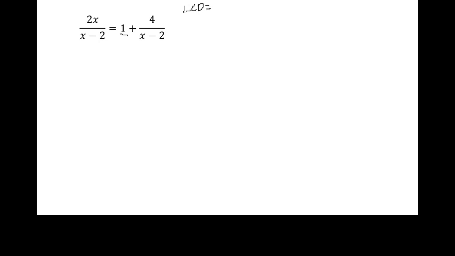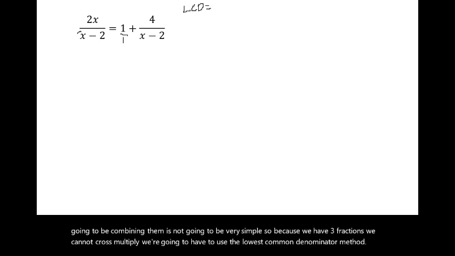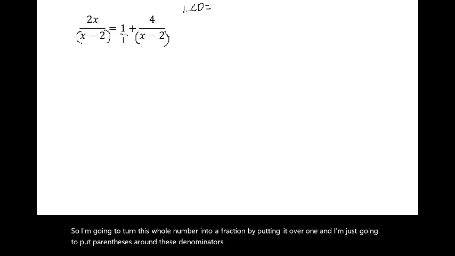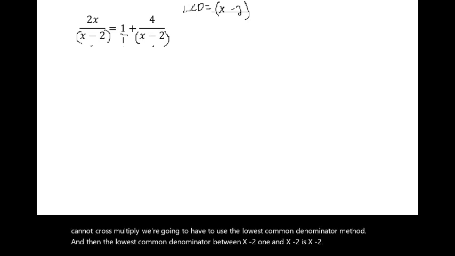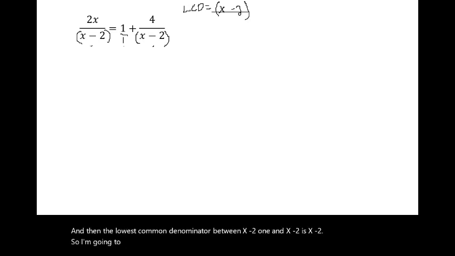So I'm going to turn this whole number into a fraction by putting it over 1, and I'm going to put parentheses around these denominators. And then the lowest common denominator between x minus 2, 1, and x minus 2 is x minus 2. So I'm going to take every single term on both sides, and I'm going to multiply them all by the lowest common denominator, x minus 2.